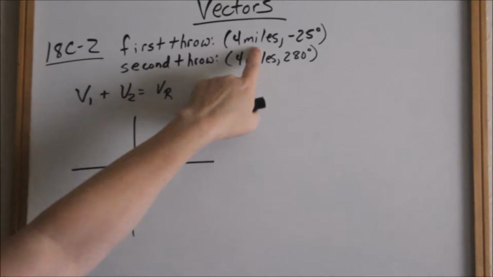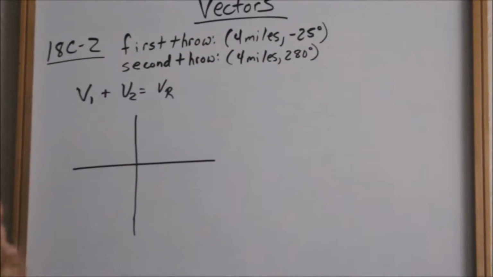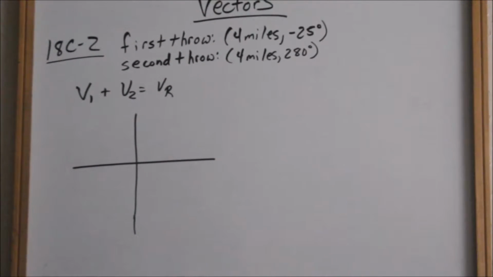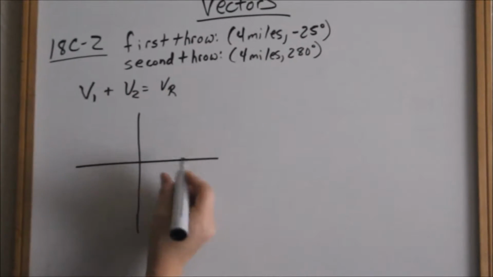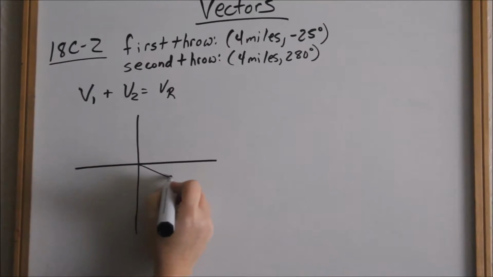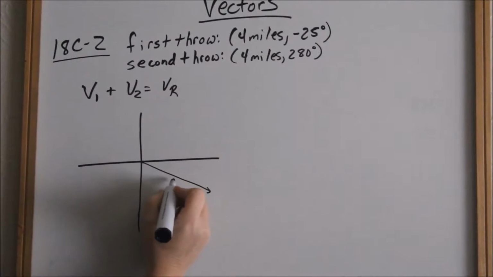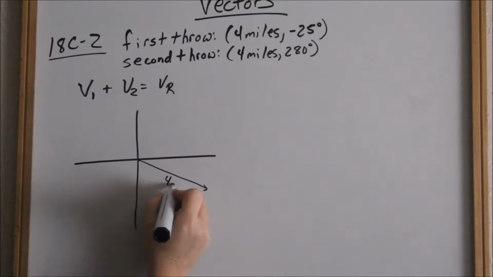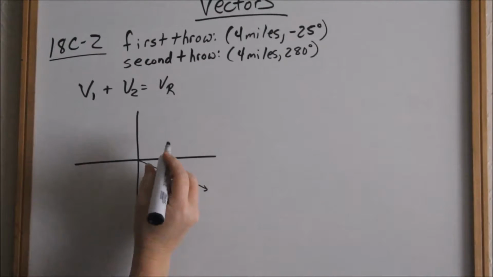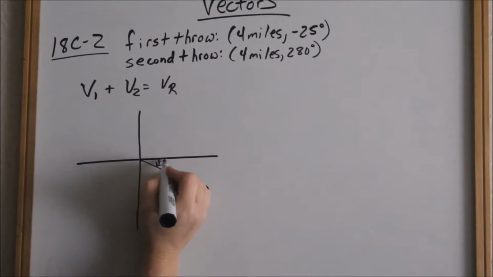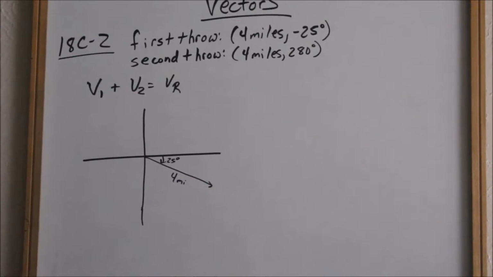Our first throw is 4 miles at negative 25 degrees. Negative 25 degrees means we're in quadrant 4, so that's somewhere like in here. And the length of this is going to represent 4 miles, and then this is 25 degrees.